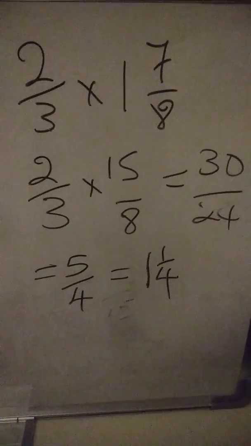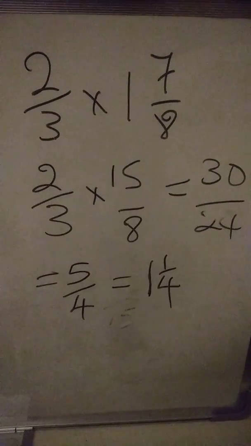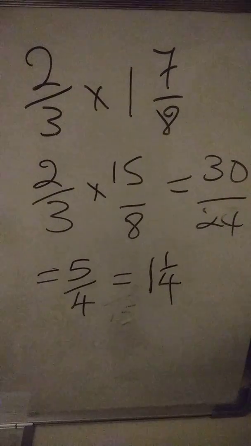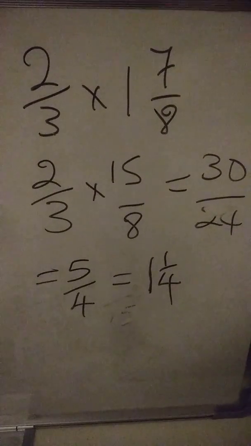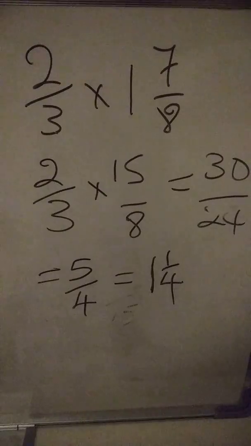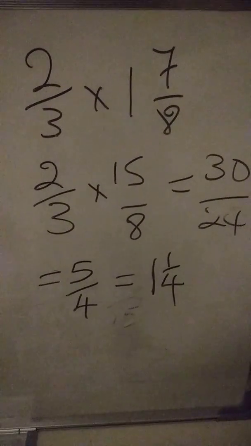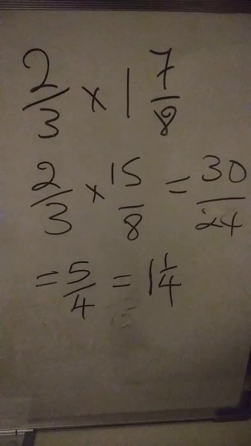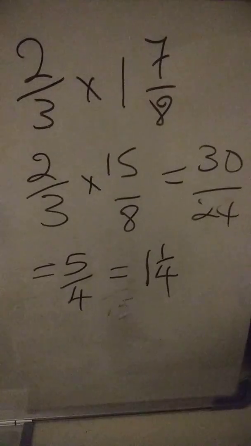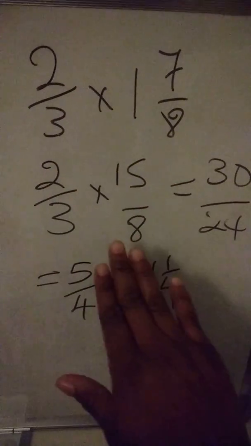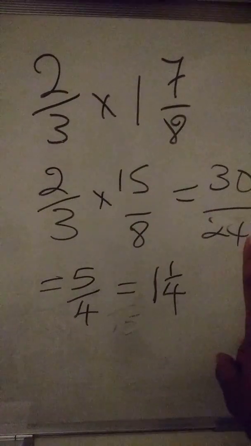Same question. And so we have 2/3 times 1 and 7/8. We change 1 and 7/8 into an improper fraction. So it's 8/8 plus 7/8, which is 15 over 8, as we did before. So we're going to multiply through. We're not going to cancel from here. So 2 times 15 is 30. 3 times 8 is 24.